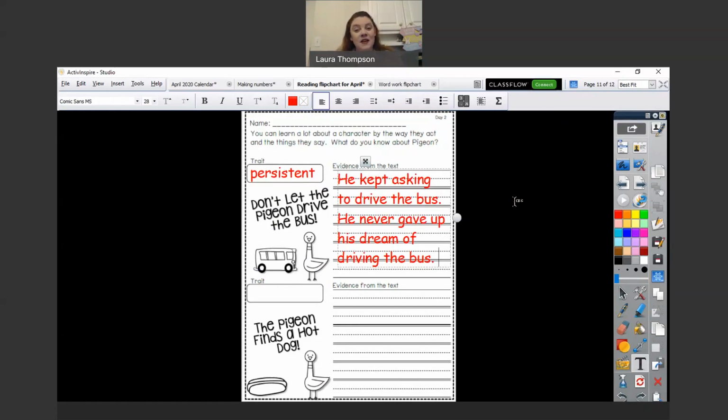And Pigeon is very persistent. You can see that in all of the books that Mo Willems writes with Pigeon. We're going to read another one tomorrow called The Pigeon Finds a Hot Dog. And we're going to talk about his trait tomorrow too with The Pigeon Finds a Hot Dog. So don't use persistence as a bad thing, but do it kindly. You can ask and be persistent and still be very, very kind.